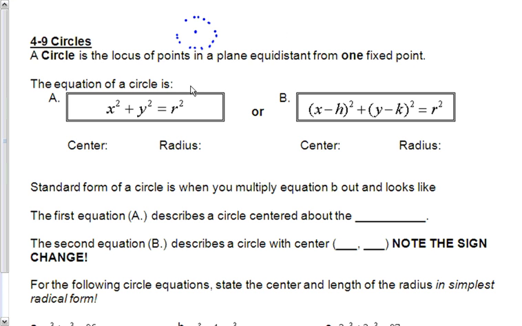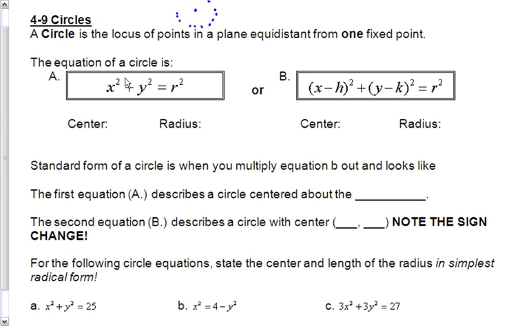There are two equations of a circle we're going to look at. We have x squared plus y squared equals r squared, where the center here is just the origin, and the radius is just r. You take the square root of that number. Over here, this is the more standard form. (x minus h) squared plus (y minus k) squared equals r squared, where the center of our circle is now h comma k. Right? The radius is still the square root of r squared, which is r.